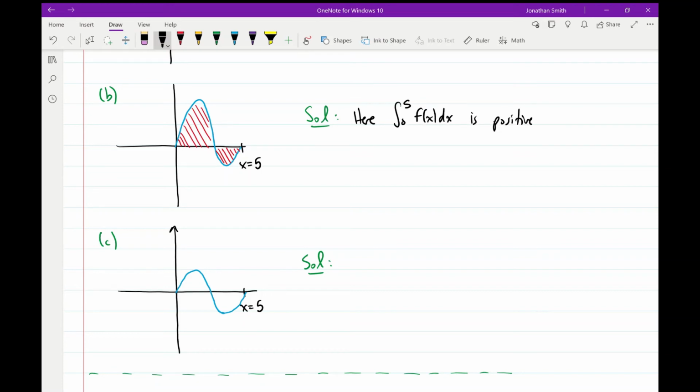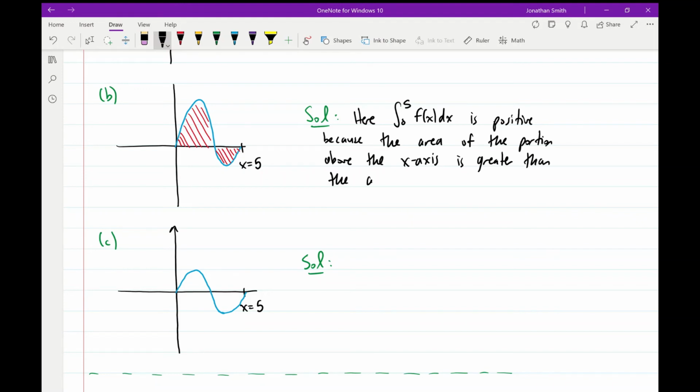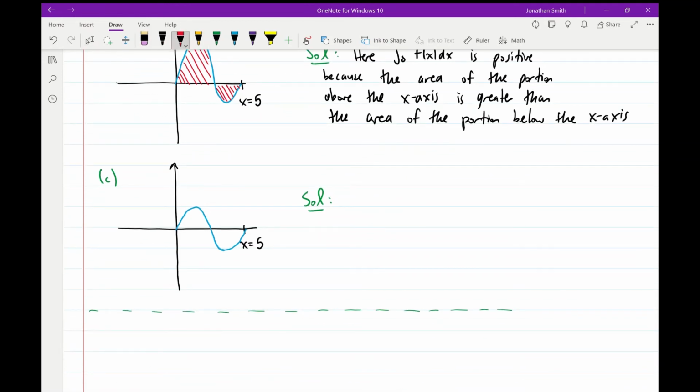positive because the area of the portion above the x-axis is greater than the area of the portion below the x-axis. And finally, in this last case, notice that the area above the x-axis is roughly equivalent to the area of the curve below the x-axis.